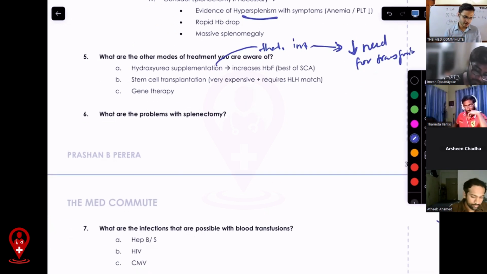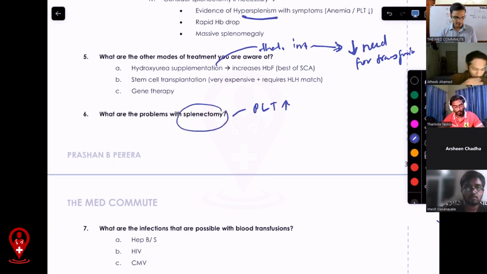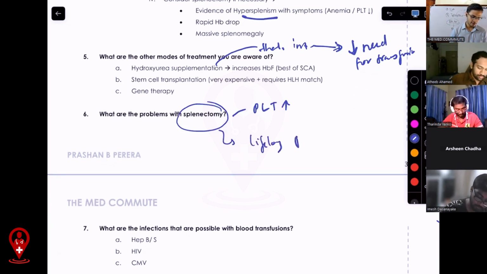Then, what are the problems with splenectomy? This we have already discussed, guys. One thing, platelets increase, so thrombogenicity increases. We talked about frequent severe infections from the capsulated organisms: pneumococcal, meningococcal, and Haemophilus influenzae B. So when you do a splenectomy, before doing it you have to vaccinate the patient. Also, they usually will require lifelong penicillin prophylaxis.